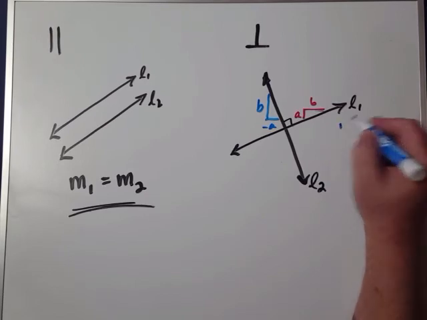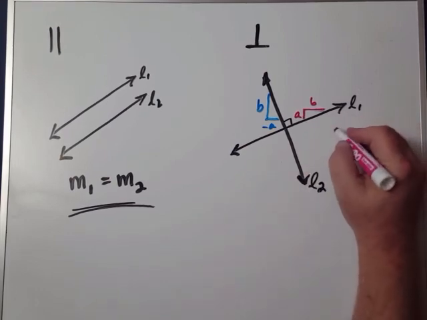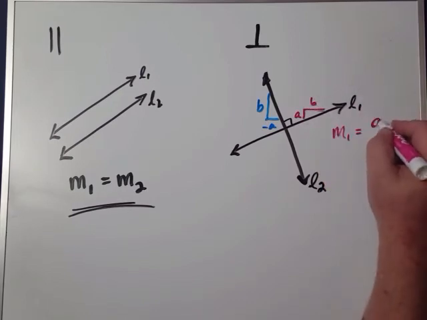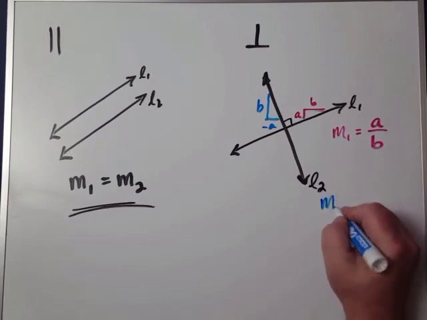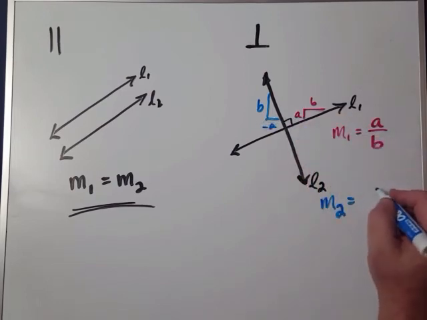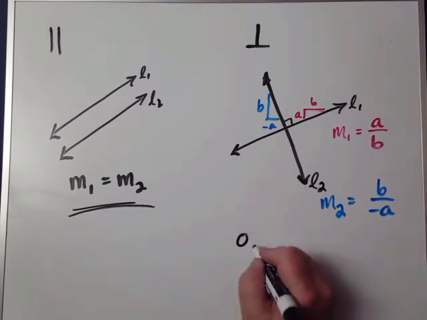So my slope for line 1, rise over run, okay? We went up A over B. And my slope for the second line, we did what? Up B, back A. Up B, back A, so that was a negative A. And what do you see here in this relationship between these two slopes? We notice that these two slopes are opposite reciprocals.